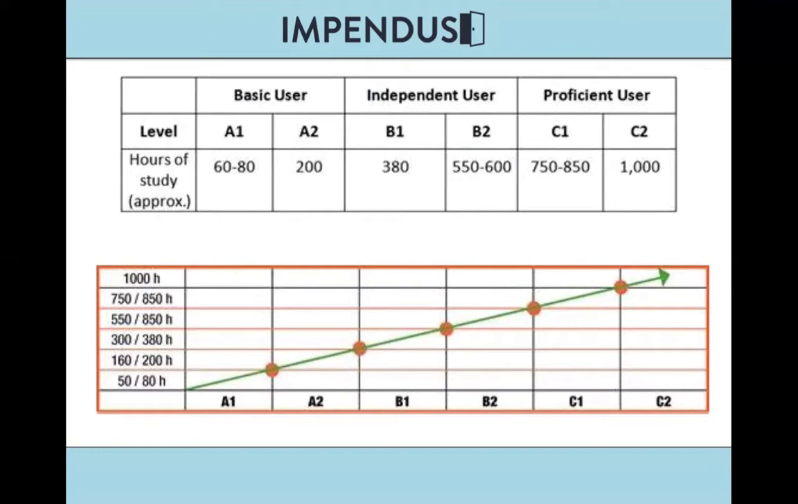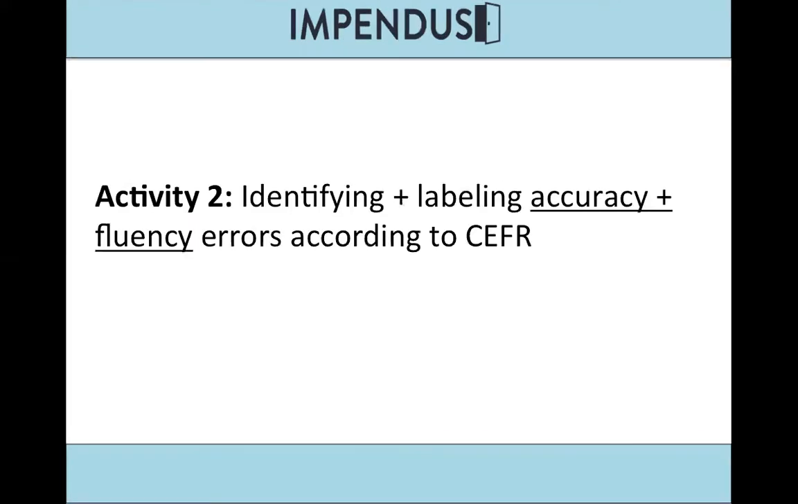As you can see in the chart at the bottom, from A1 to C2, it takes more or less 1,000 hours. Again, these are approximations, depending on if the student has learned another language in the past, if they were bilingual growing up, how close the target language is to the language that they already speak, and also their confidence, their age, and how many other things they have going on at the moment. All of those things can influence it, but approximately you can use this chart as a reference.